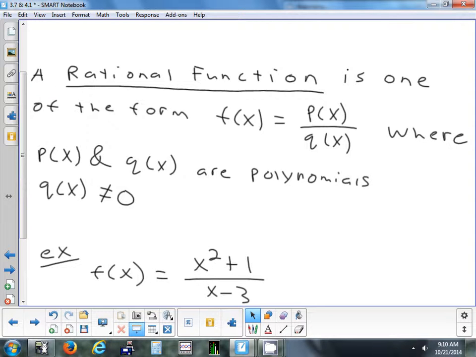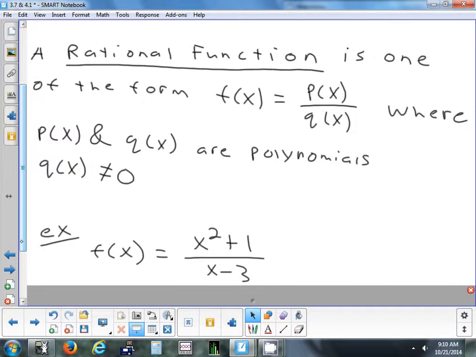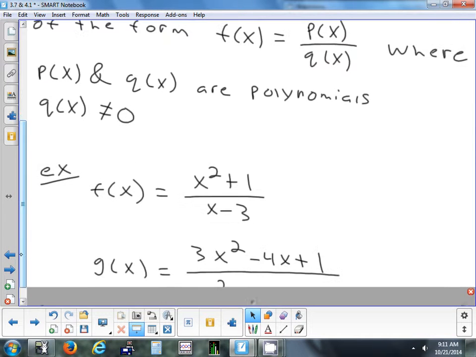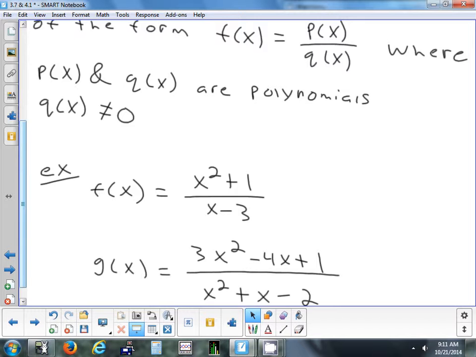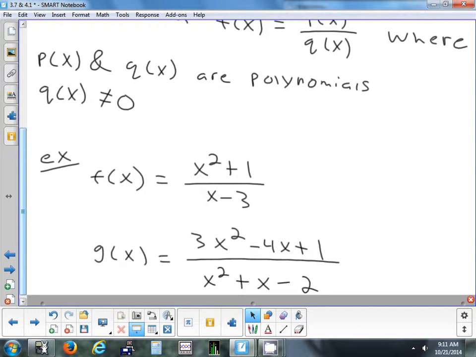So there's an example of a rational function: x squared plus 1 divided by x minus 3. Any questions on what a rational function is? You just take 2 polynomials and divide them, and that's a rational function. There's another rational function: 3x squared minus 4x plus 1 divided by x squared plus x minus 2.